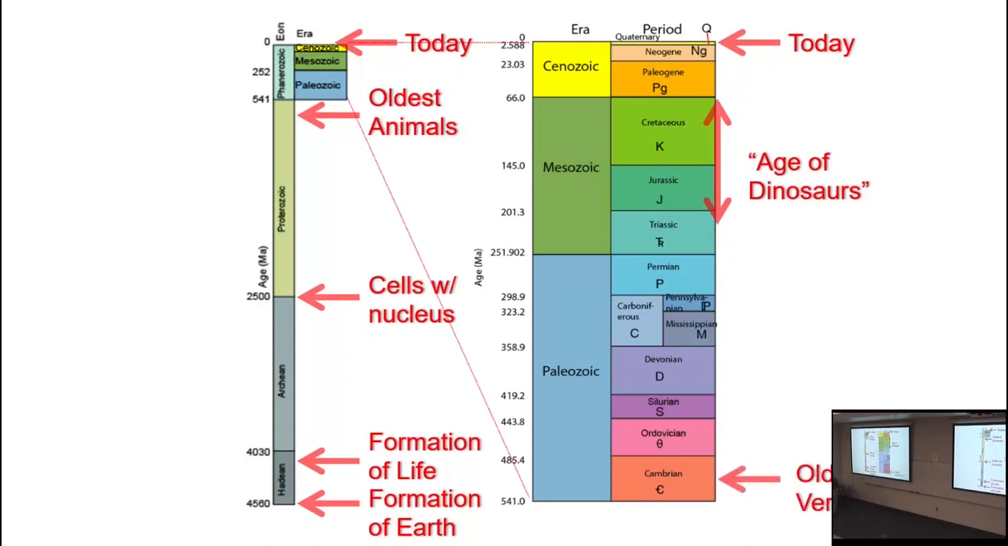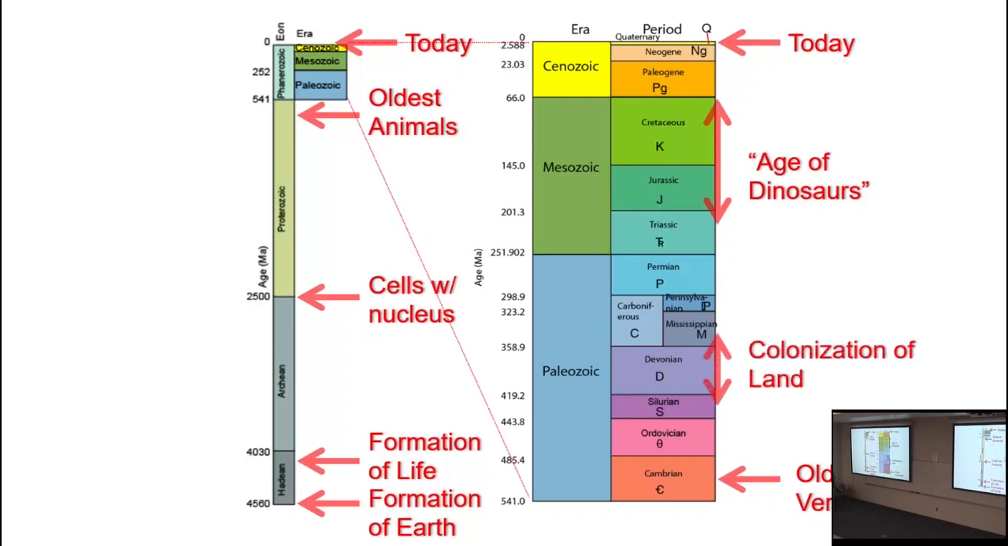The oldest vertebrates, the oldest animals with an internal skeleton. Fish, but only fish in only the broadest sense of the term. Things of the level of organization of a hagfish or a lamprey. They show up by the mid-Cambrian.